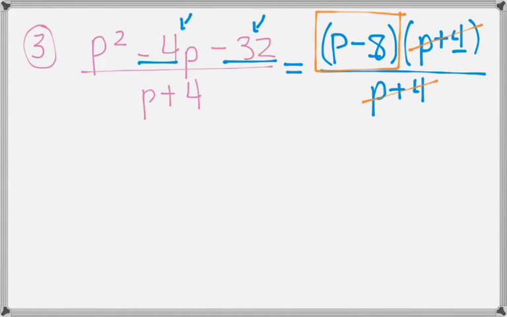Does this one ask us for restrictions? Yes. So restrictions come from before we simplified. So look back underneath that little cross mark we have. P plus 4 cannot equal 0. So what does that mean p cannot equal? P cannot equal, not 4, negative 4, because if I subtract 4 from both sides, p can't equal negative 4.